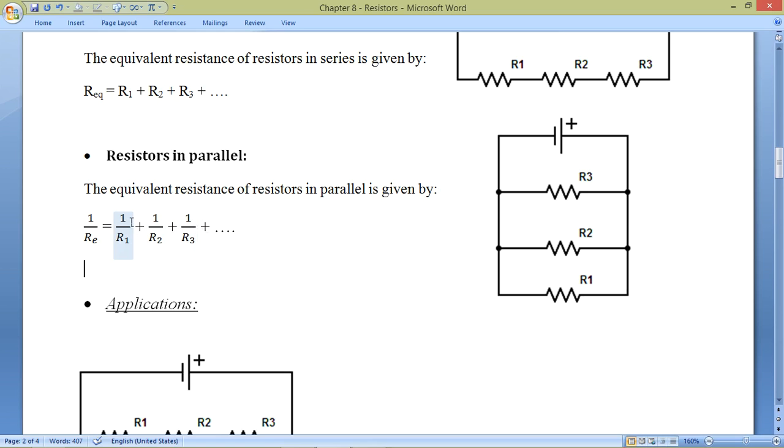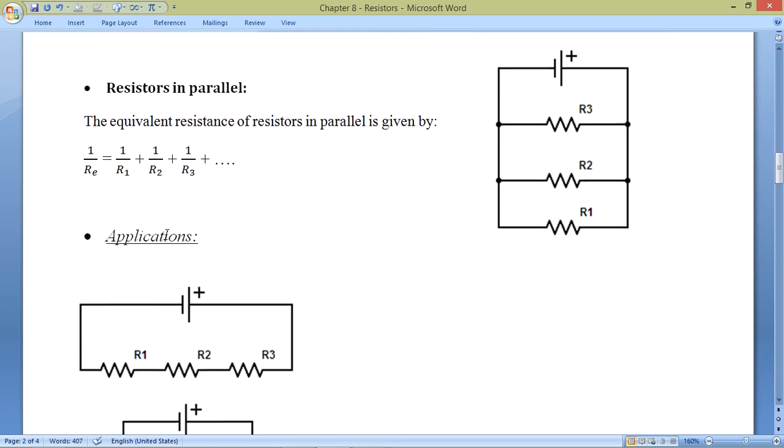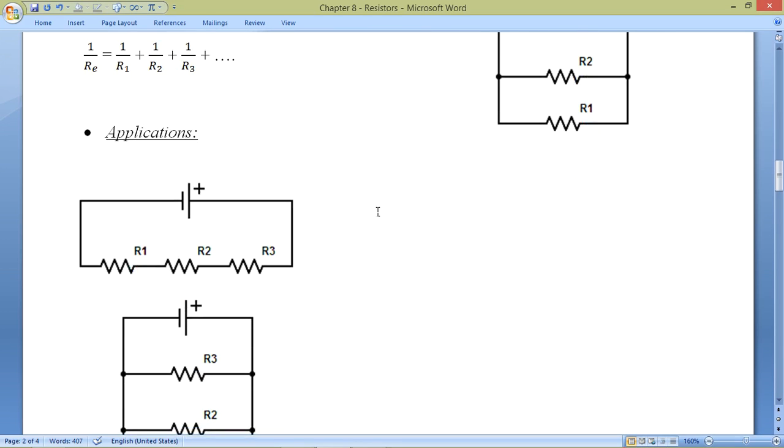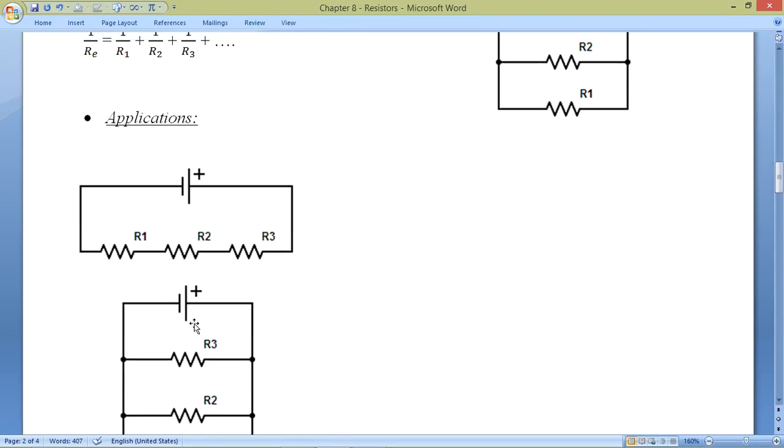If we have two resistors, so we say 1 over R1 plus 1 over R2, just like this. Now, let's try an example to calculate the equivalent resistance of these simple electric circuits.